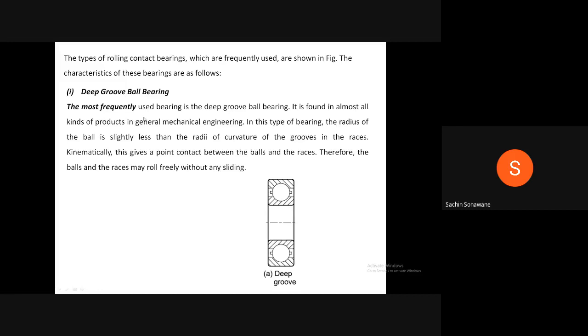The most frequently used bearing is the deep groove ball bearing. It is found in almost all kinds of products in general mechanical engineering. In this type of bearing, the radius of the ball is slightly less than the radius of curvature of the grooves in the races. Kinematically, this gives a point contact between the balls and the races. Therefore, the balls and races may roll freely without any sliding.